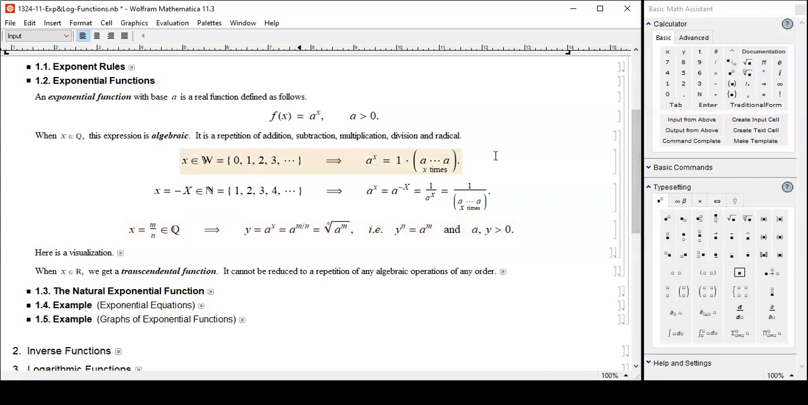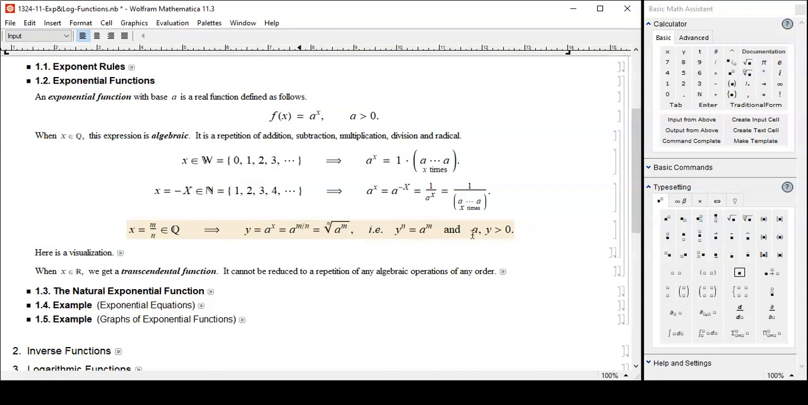A to the x power for whole numbers, repeated multiplication, no problem there. When x is a negative integer, repeated division, again, no problem there. Now finally, when x is a rational number, m over n, then you define it as the nth radical of a to the m power. The numerator becomes the power, the denominator becomes the radical. Just remember it as a formula.